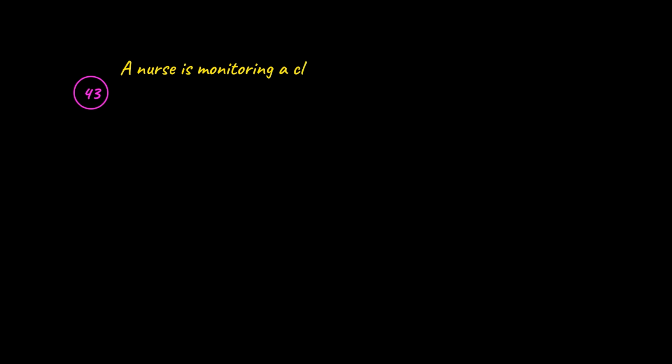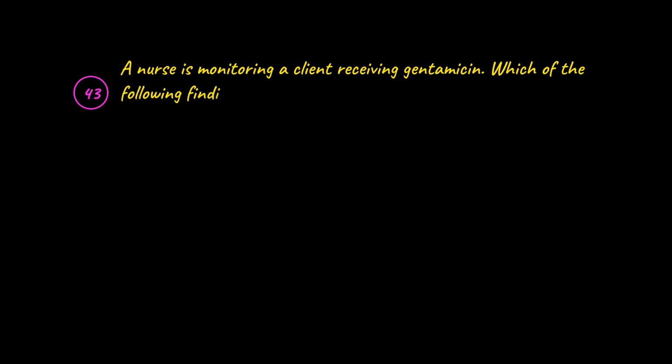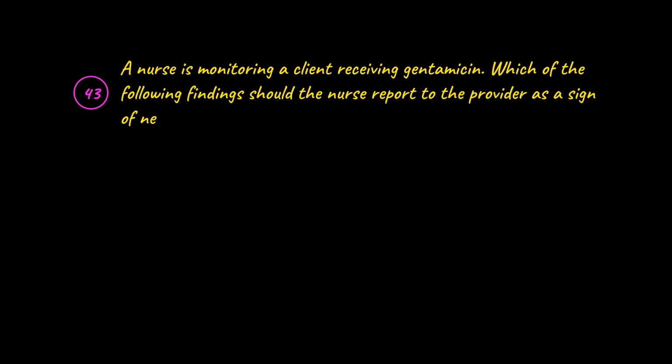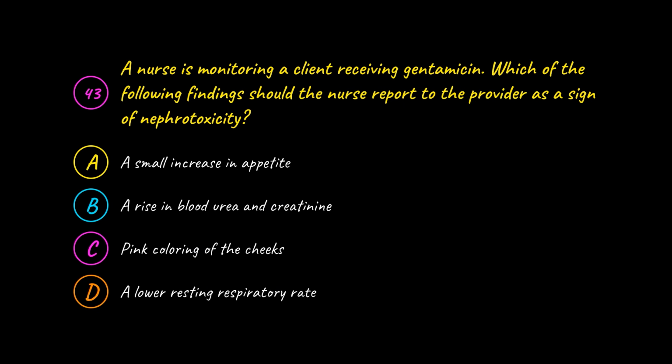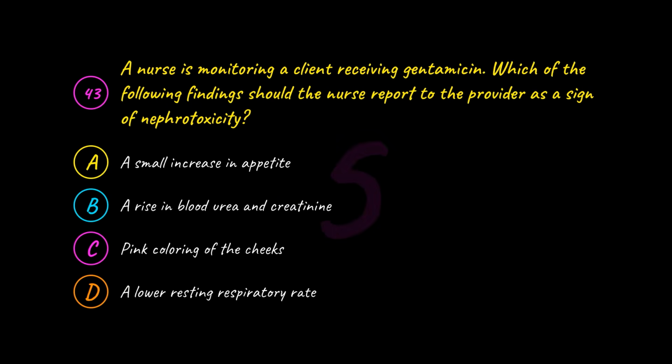Question 43. A nurse is monitoring a client receiving gentamicin. Which of the following findings should the nurse report to the provider as a sign of nephrotoxicity? Your options are A. A small increase in appetite, B. A rise in blood urea and creatinine, C. Pink coloring of the cheeks, D. A lower resting respiratory rate. Before I reveal it, which one do you think is right?